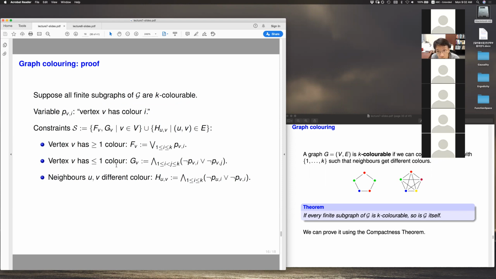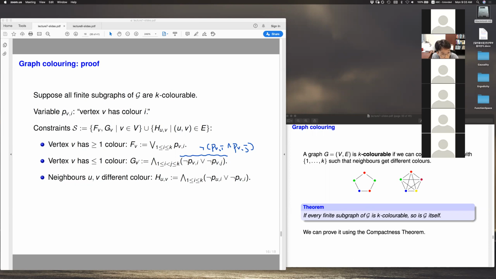The second one, G_v, says the number of colors for vertex v is at most 1. Although it's written this way, by De Morgan's law this term is essentially the same as not (P_{v,i} and P_{v,j}). So that means for all i, j, which cover all the different pairs of colors, it's never the case that vertex v is colored with i and also vertex v is colored with j. So that essentially says vertex v has at most one color, if it never has 2 or more colors.